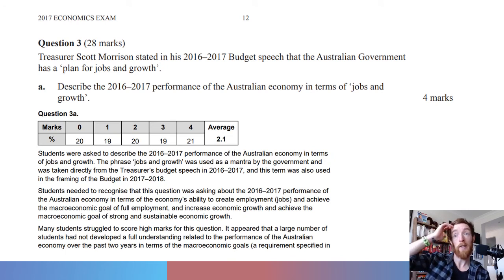The average for this one was 2.1, and basically the main issue was that students needed to recognize that this question was asking about the performance of the economy in terms of the ability to create jobs and achieve full employment, and increase economic growth, and achieve the macroeconomic goal of that. So let's get into a sample answer that I wrote up earlier.